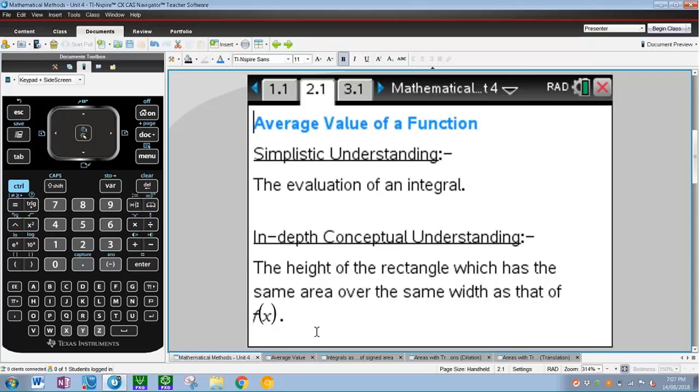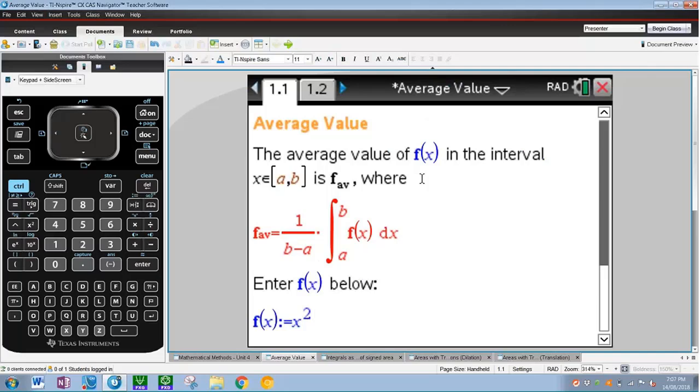So to show that concept of the average value, I've created a TNS file over here, and it starts off with the notes page, which is exactly what we'd pretty much write on the board. So you'd say we have a function f of x, the average value of that function over the interval a to b is f with little subscript average, and then you put the definition of it.